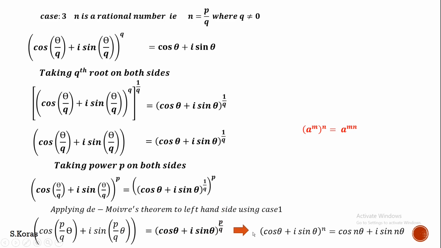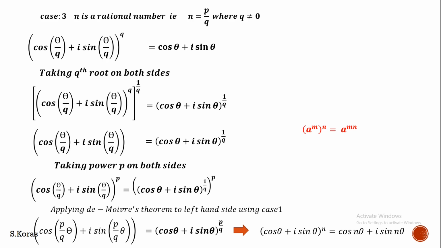If we replace this p by q by n, it will become cos n theta plus i sin n theta. So we have proved (cos theta plus i sin theta) the whole power n is equal to cos n theta plus i sin n theta. So we have proved it for 3 cases: for positive integer, for negative integer, and for rational number. But it is true even for irrational numbers. But we are not going to prove this here. So we have proved (cos theta plus i sin theta) the whole power n is equal to cos n theta plus i sin n theta.